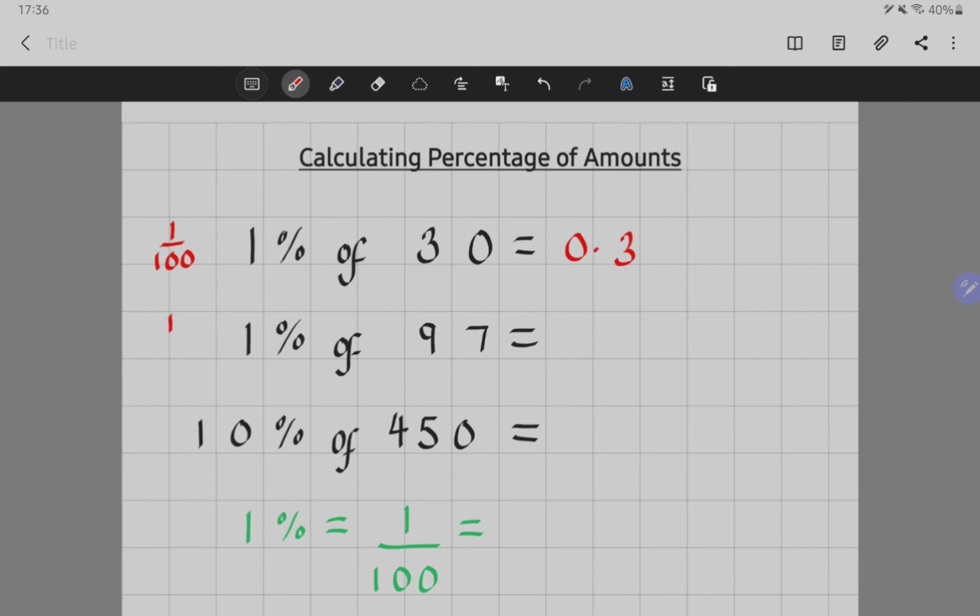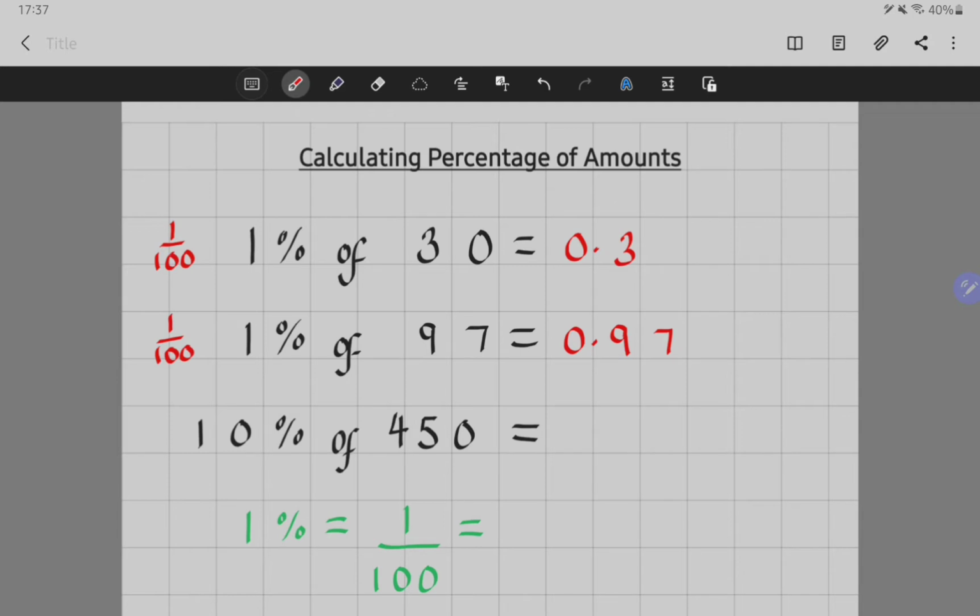Okay, 1% of 97. Again, I think about my 1% as a fraction, 1/100th. 97 divided by 100 equals 0.97. So making those links between percentages, fractions, and also dividing by 100, all topics we've done before.